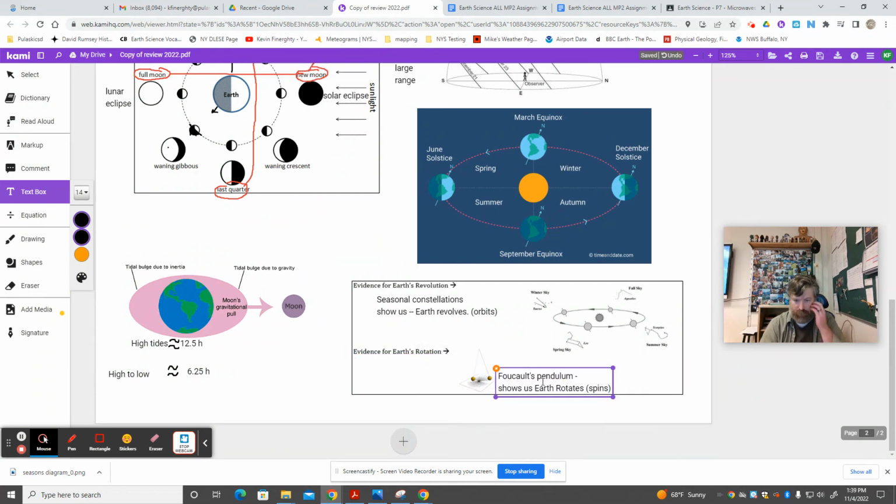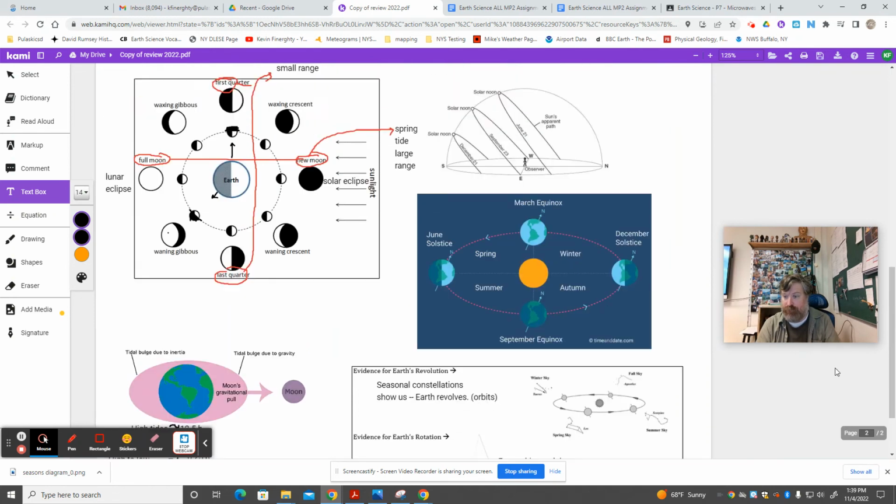Put over here. Those questions are usually pretty straightforward. If you can just match rotation with the pendulum, constellations with the revolution, you'll be all set.